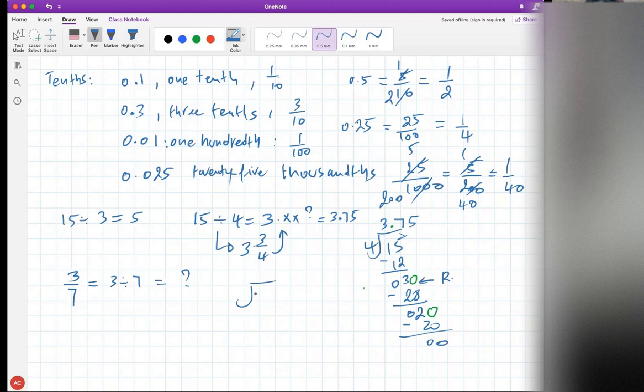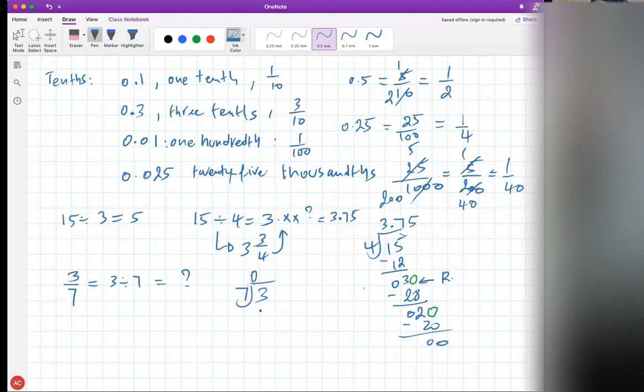Basically, the top, the numerator, always goes inside the division, even if it's smaller, it doesn't matter. The 7 goes here, that's the divisor. Now do 7 into 3. How many times does 7 go into 3? Not 3 into 7, 7 into 3. 0 times. You're going to put 0.